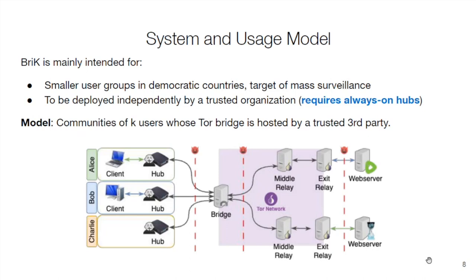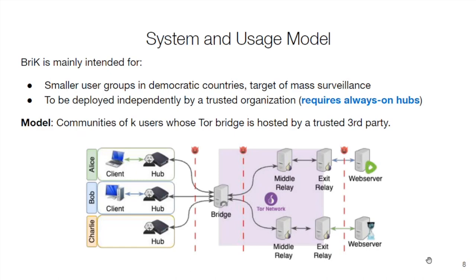So we have a k-funnel with three users. We have the two main components. We have the hub, which is the client part of the system, and we have the bridge, which is the server part of the system. In this case, Alice and Bob are connected to the system and browsing the web to different pages over two different Tor circuits that only share the first relay, the bridge. Charlie, on the other hand, is not online, but has left his device connected in order to support the system.